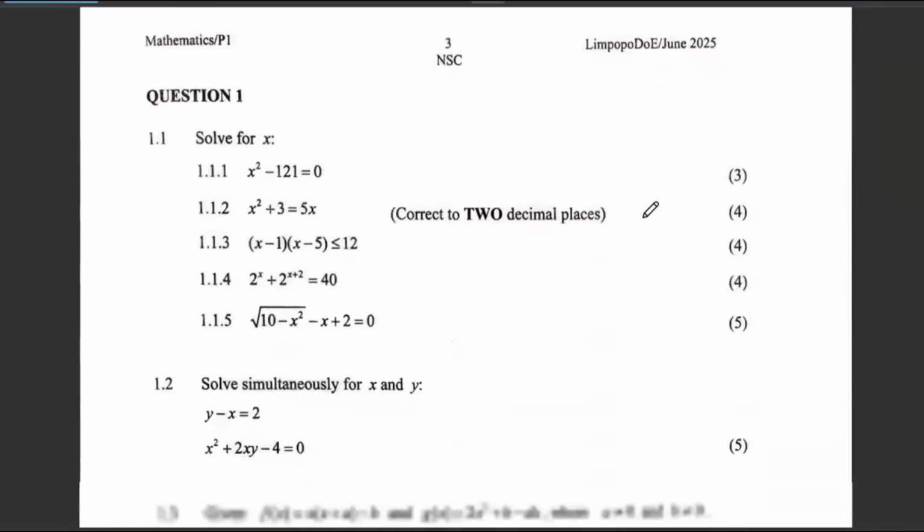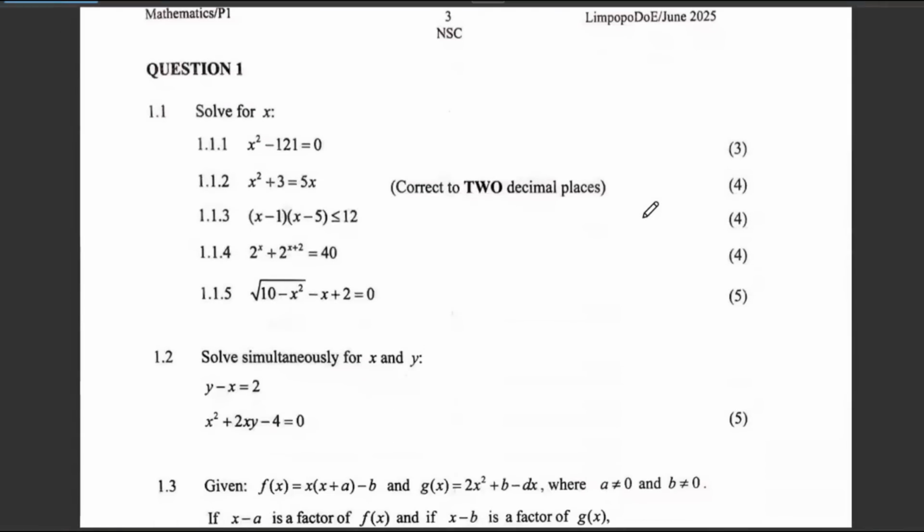When we look at question number 1, which is the algebra solving for x. So 1.1.1, if we have x squared minus 121 is equal to 0, this is a difference of 2 squares. Let's factor this out. We're going to have (x minus 11)(x plus 11) must give us 0. Since it's already a standard equation, the first bracket will give us a positive 11, the second bracket will give us a negative 11. So those are the two answers that we need.